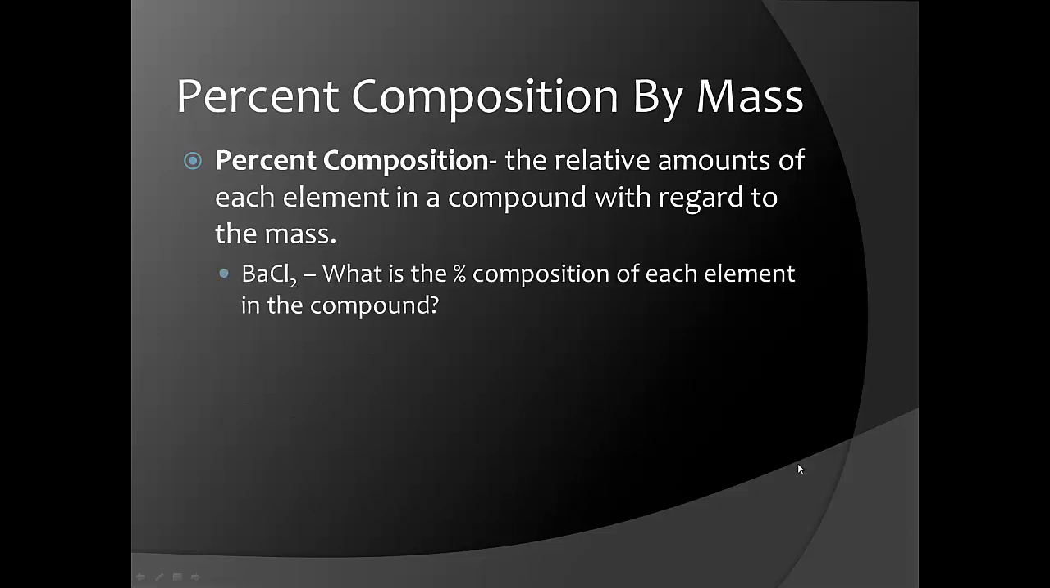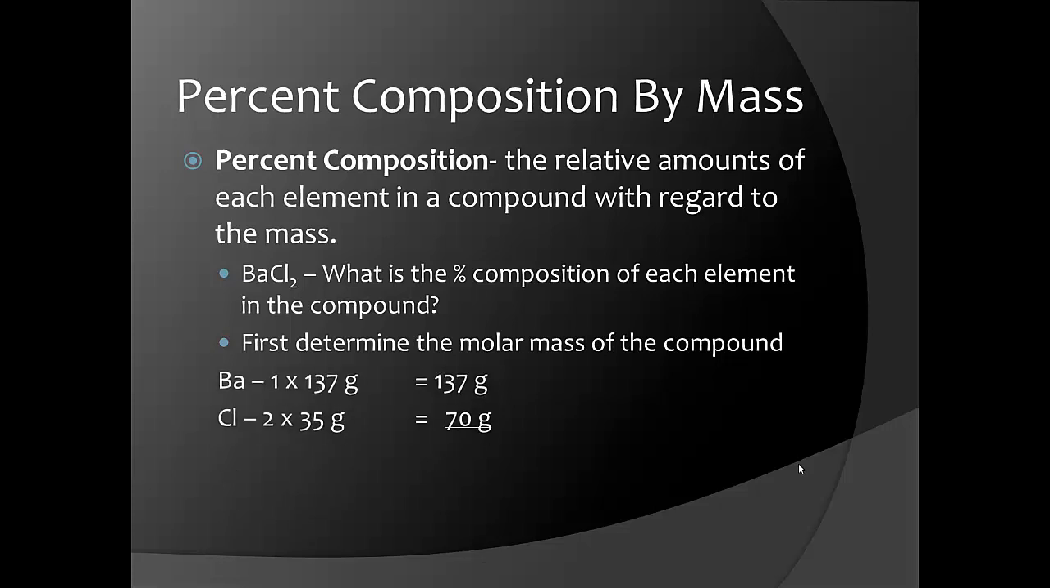So we're going to use this example. We're going to determine the percent composition of barium chloride, meaning the composition of each element found in barium chloride. So that means we're going to have two percentages. The first thing we have to do is determine the whole number value, so the molar mass of the compound. You should be able to do this.